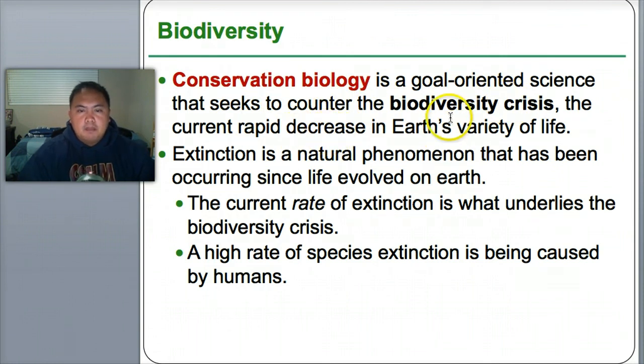How do we know that something's going wrong? Something called extinction, which you may have heard of before. It's a natural phenomenon that has been occurring since life evolved on Earth. Even before there were cars and planes, animals went extinct before us. The current rate of extinction, though, is what underlies the biodiversity crisis. The rate at which animals, plants, and living things are going extinct is much faster than any other time in the life of Earth. And a high rate of species extinction, surprise, surprise, is caused by us, humans.